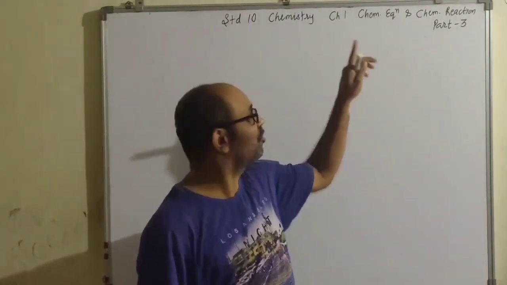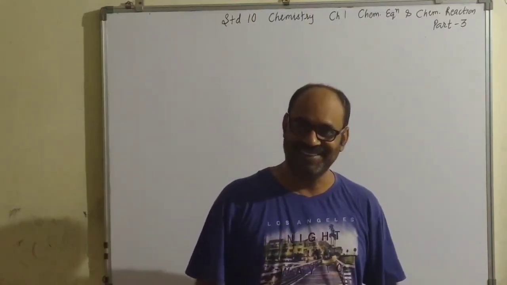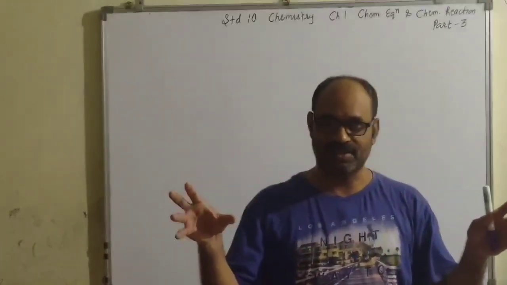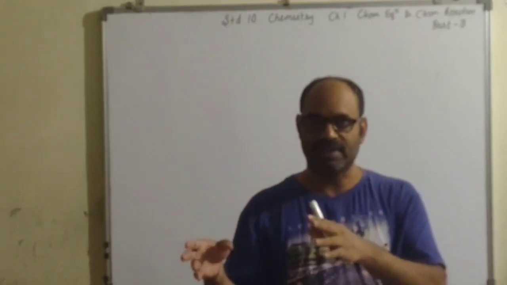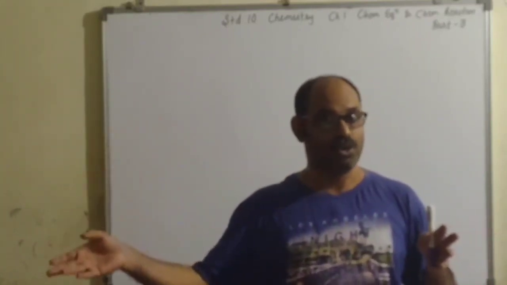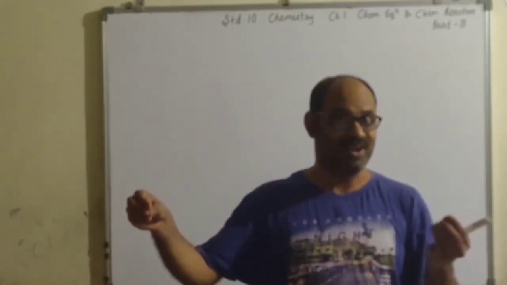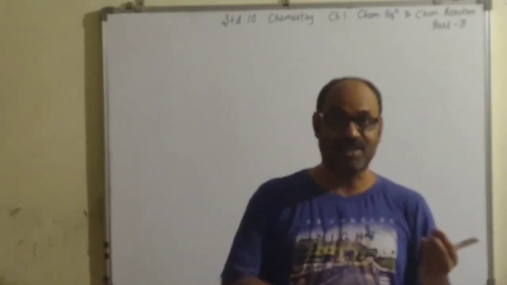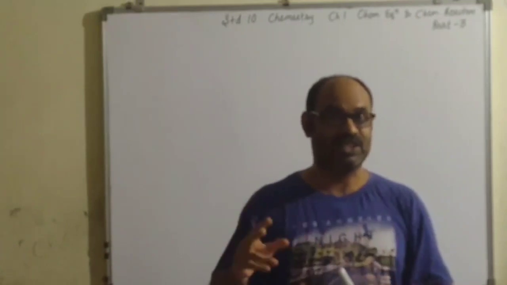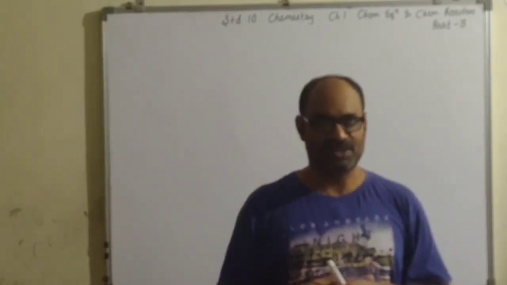Okay, chemistry first chapter, chemical equations and chemical reactions. This is part 3. All right. In part 2, we saw some chemical reactions. How metal reacts with oxygen to produce metal oxide. How non-metal reacts with oxygen to produce non-metal oxide. How metal oxide dissolves in water to produce metal hydroxide. How non-metal oxide dissolves in water to produce acid. And acid and base react with each other to form salt and water. So this type of equations we saw.